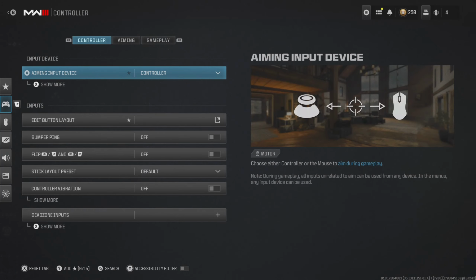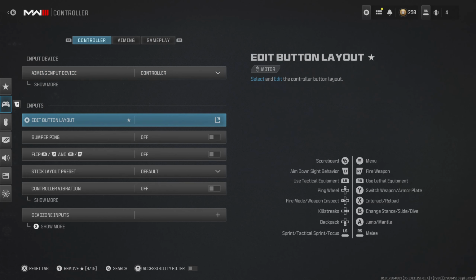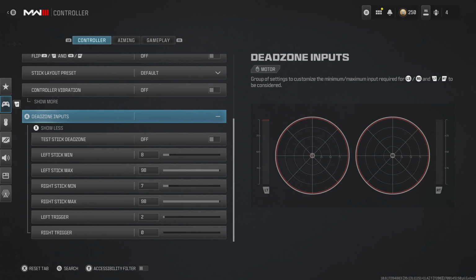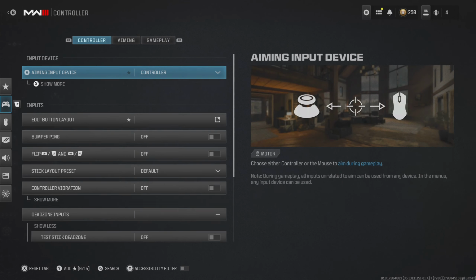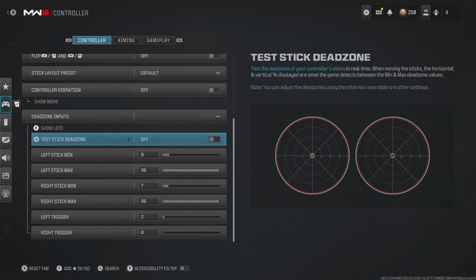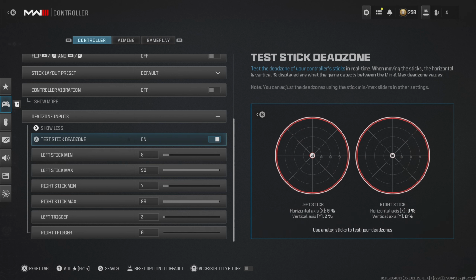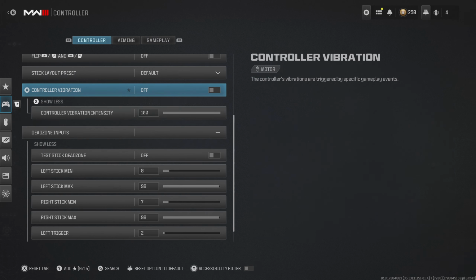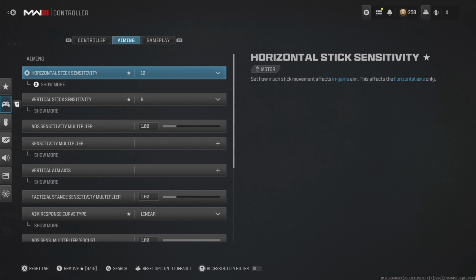Alright guys, so I'm going to show you my settings that I run. Keep in mind, these are console settings. I'm just on a Series X. Here's my dead zone inputs. You can test what your dead zone inputs should be based on how much stick drift there is, and you can do this test right here. It'll show you if it's going back or if it's not, and if you should make it higher or not. So that's a good test if you haven't tried that. I don't have vibration or anything like that.